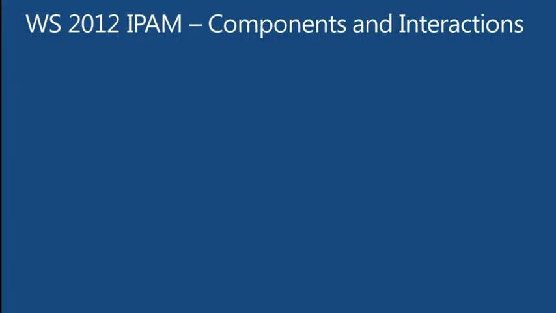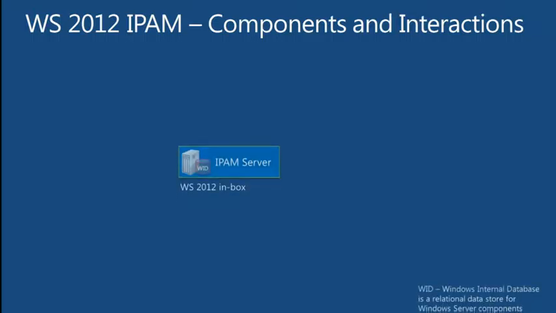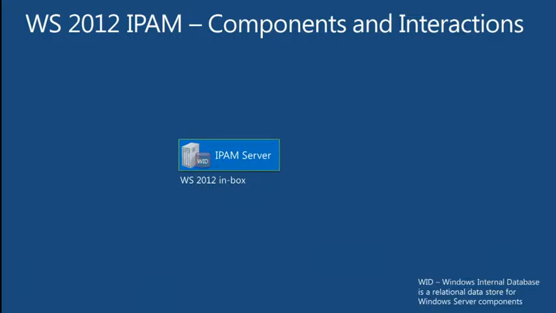All right, this is what we have for you. These are the components, a real high-level architecture diagram of IPAM and how it all comes together. First off, we have the IPAM server, and this is an inbox Server 2012 component. It runs using the Windows internal database. The important thing here is you don't need to have a separate SQL server in order to use IPAM. Everything's contained within the one Server 2012 IPAM role.